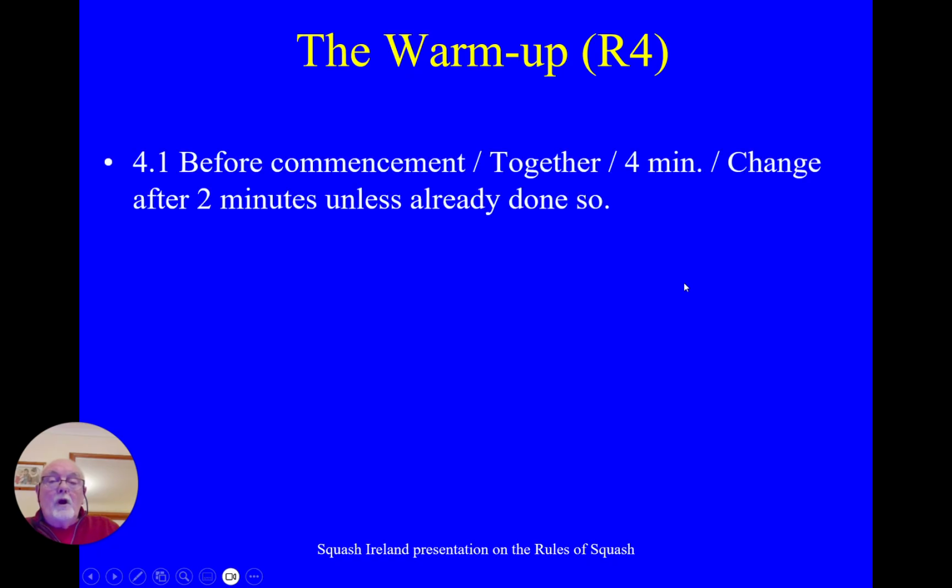Rule 4 deals with the warm-up. It's before the commencement of the first game. The players warm up the ball together on the court. It has a maximum duration of 4 minutes, and after 2 minutes you must change sides.